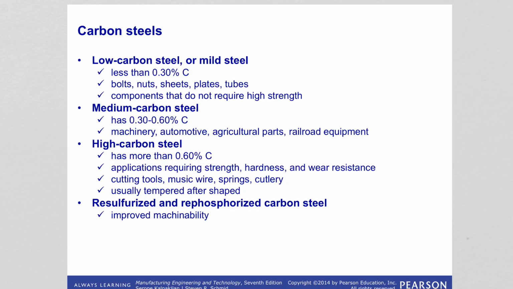So medium carbon steel has a carbon content range of 0.3 to 0.6%. And of course it is used in applications that require higher strength than is available in low carbon steels, such as machinery, automotive, agricultural parts, railroad equipment, etc.